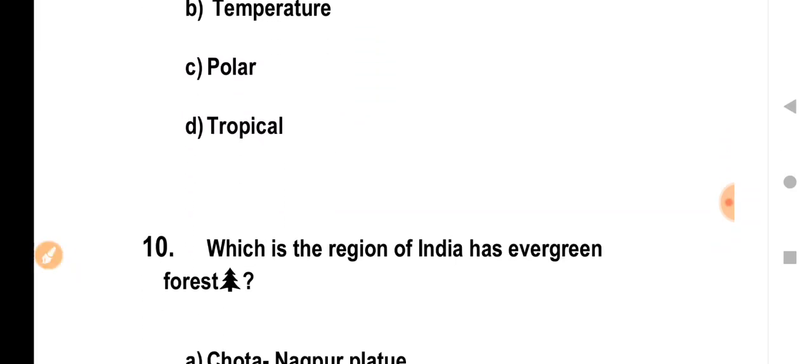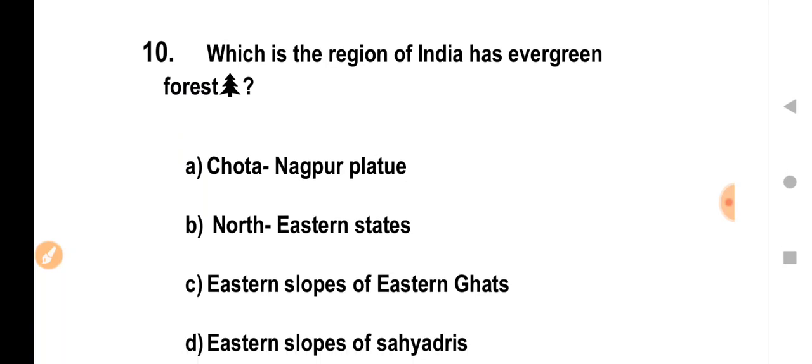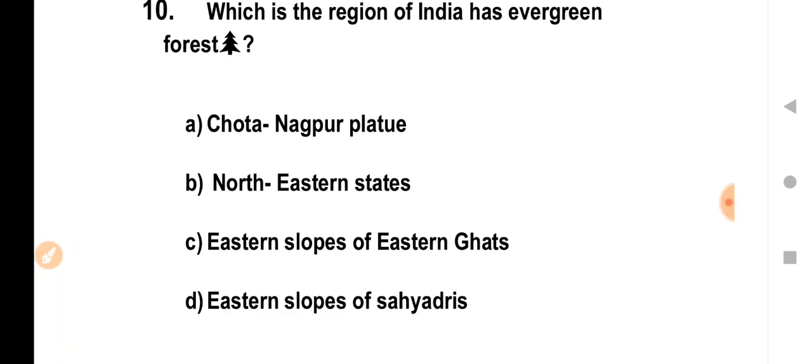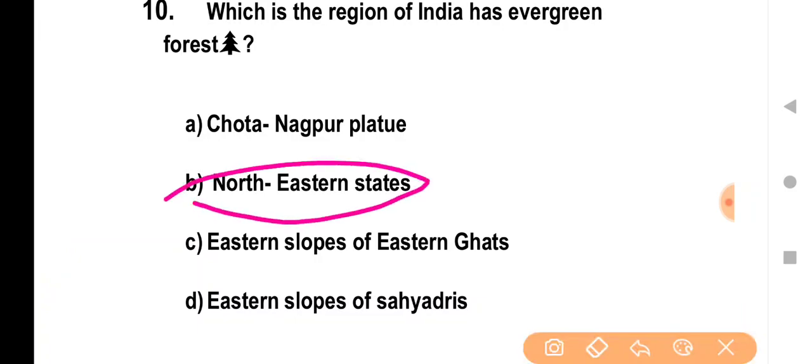Next, which region of India has evergreen forest? And the answer is northeastern states, answer B.